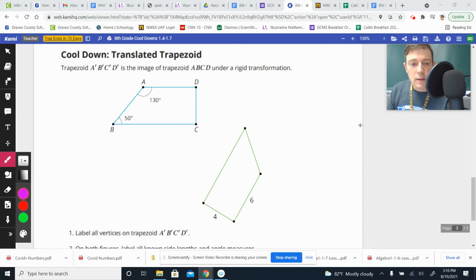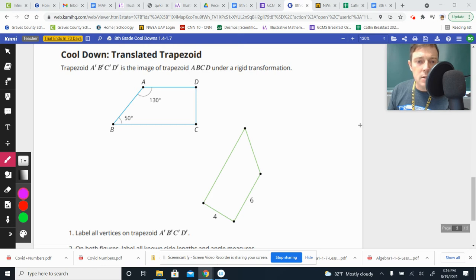And so all you had to do is label all of the vertices on the new trapezoid, A prime, B prime, C prime, D prime. They should correspond to the points that are on the blue one. It's under a rigid transformation, which means you spun it and slid it or flipped it or something like that.